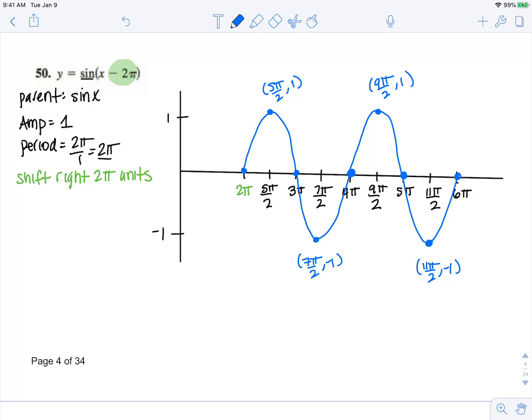So knowing the shape of the parent function makes transforming it much easier.